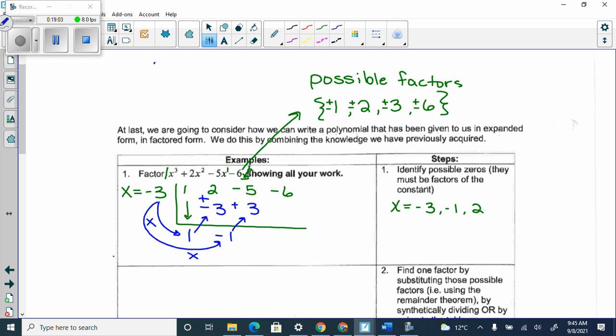-5 plus 3 is? -2. We added, so now we're going to multiply. -3 and -2 is? 6, and our happiness should be happening here, because what is this? 0. We box it. It's our remainder.